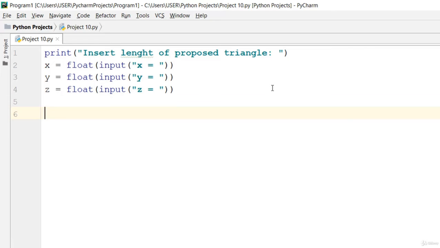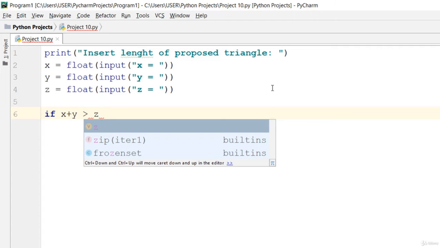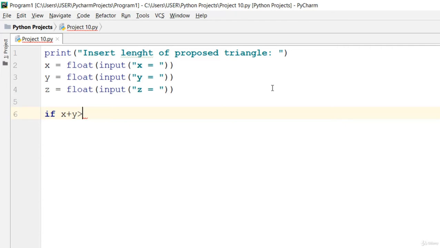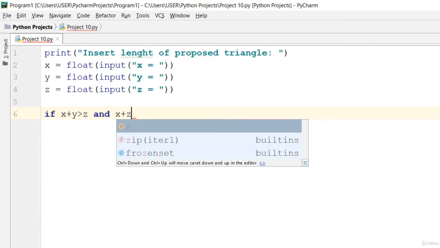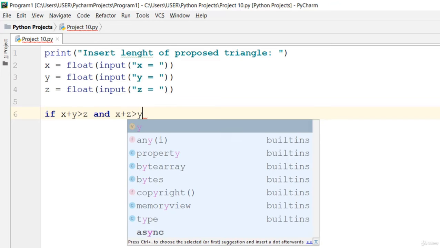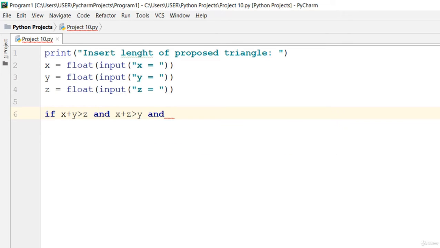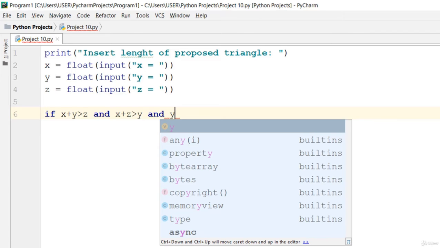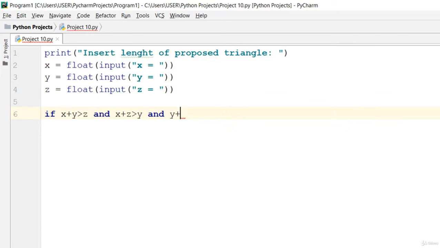Alright, so the next thing we need to do is use an if statement to check if x plus y is greater than z. Let's bring this together so that we have enough space. x plus y is greater than z, and x plus z is greater than y, and y plus z is greater than x.